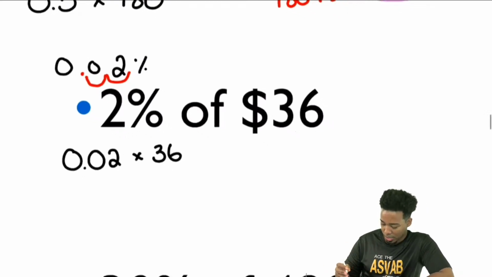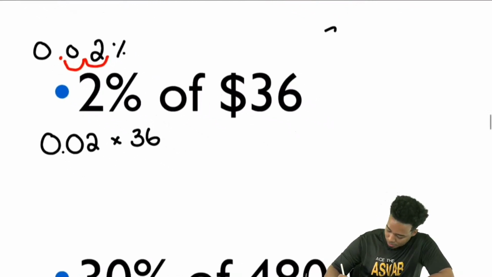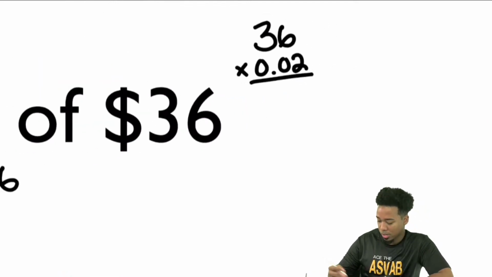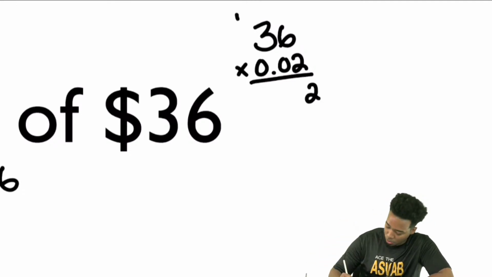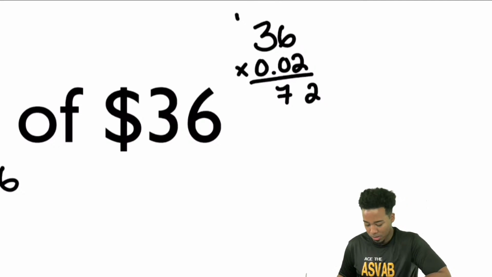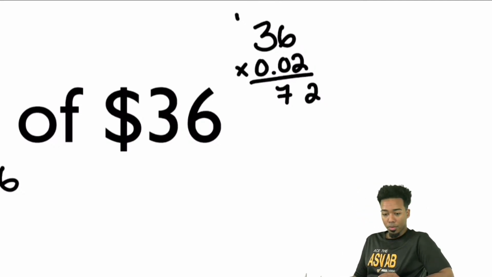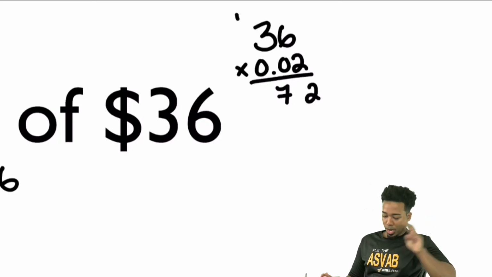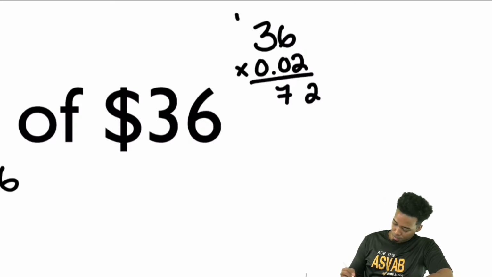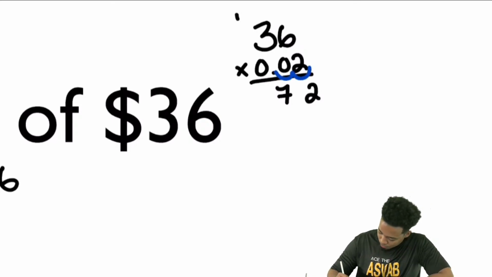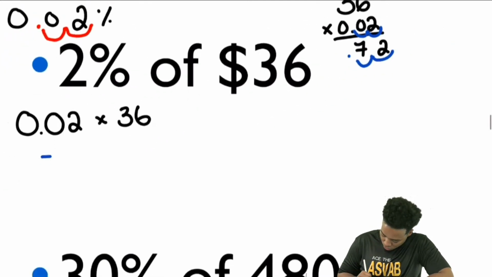So I'm going to show you both ways again. The first way, we're going to do 36 times 0.02, which if we take a look here, 6 times 2, that's going to be 12. 3 times 2, that'll be 6. Carry the 1 is 7. Everyone, how many decimal places do we move? Two times. So 1, 2, and we get 0.72.